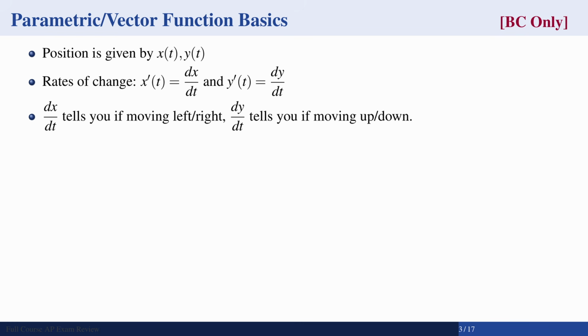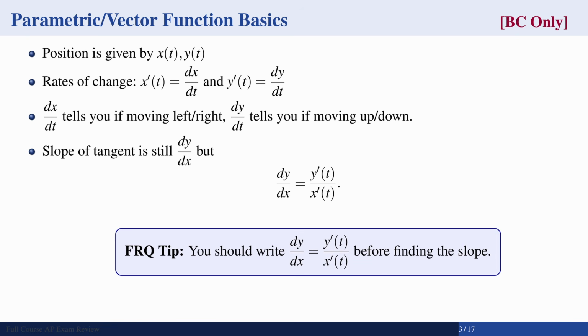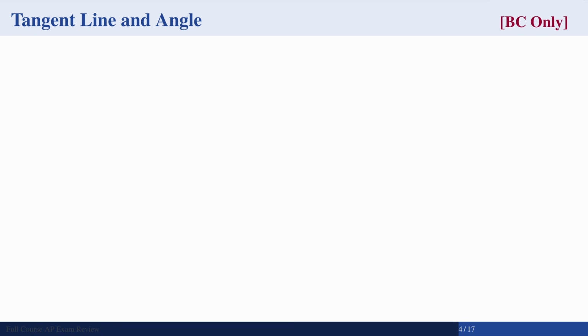For a particle to be completely at rest, you would need dx dt to equal 0 and dy dt to equal 0. The slope of the tangent line is still dy dx, but in this case, when you find dy dx, you're just going to be doing y prime over x prime. And I think that when you are finding dy dx, the first thing you should do is write down it's y prime over x prime, and then you find the slope, because it's not really obvious that that's what it is. Now let's talk a little bit more about the tangent line to a parametric curve.